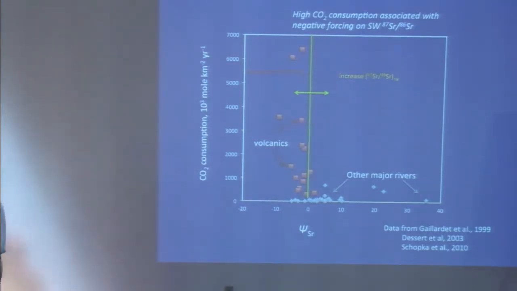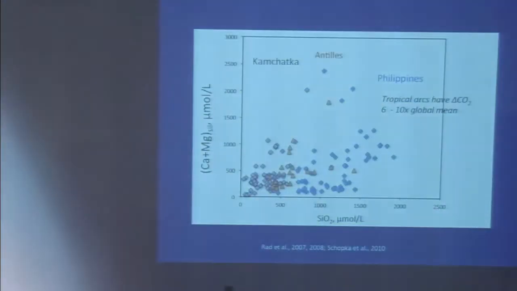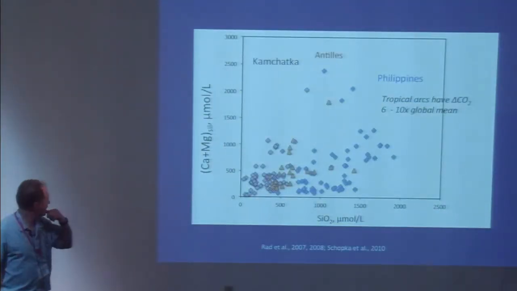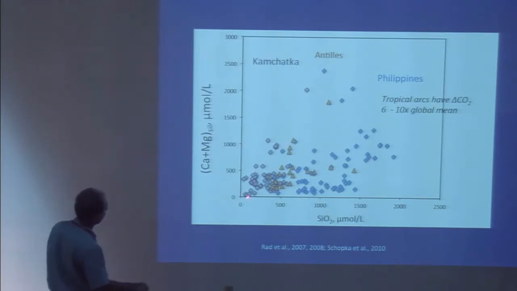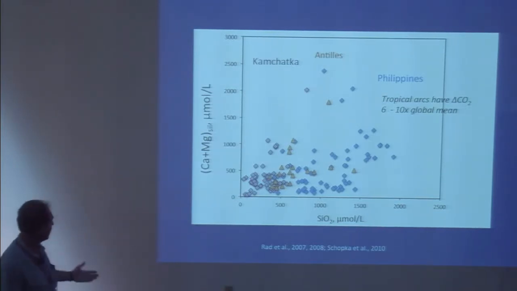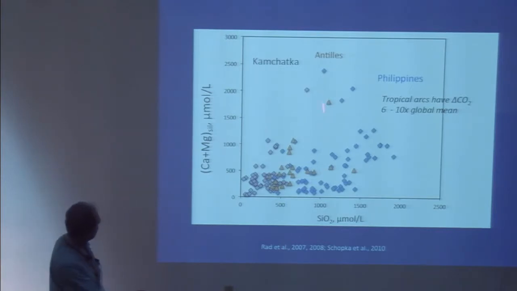And you know that's like most things. It's likely to be sometimes true. So anyway, tropical arcs have CO2 consumption 6 to 10 times the global mean, and we'll look at this a little bit more. But we saw that before. We had Himalayan data. We've got Kamchatka data in here as well. Kamchatka is a lot colder than the Philippines or the Antilles, excuse me, in this case, not Hawaii, but same idea.